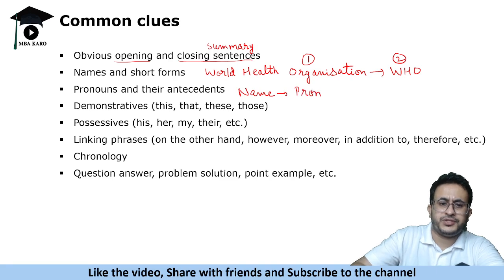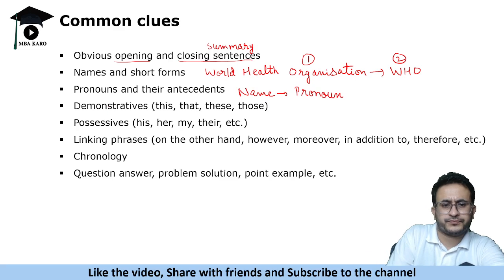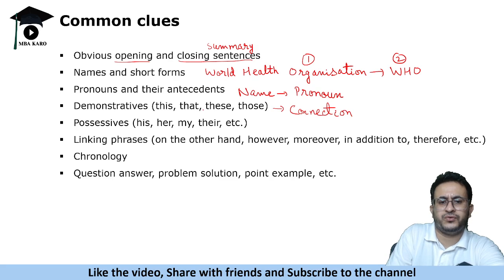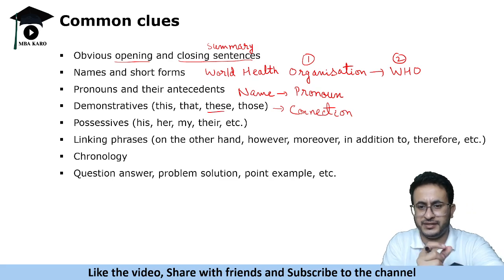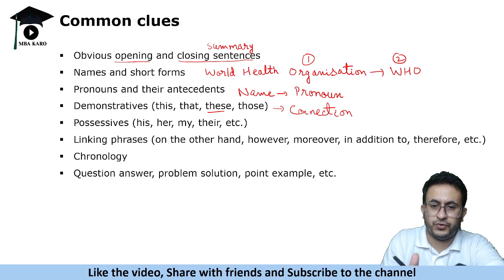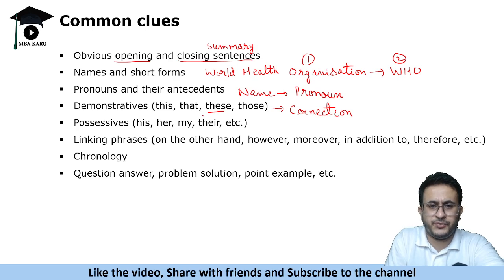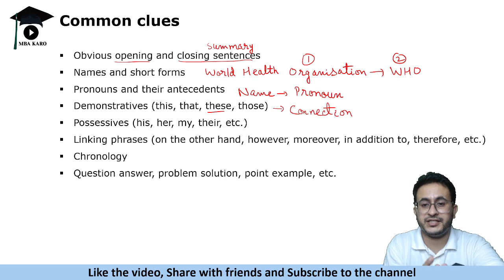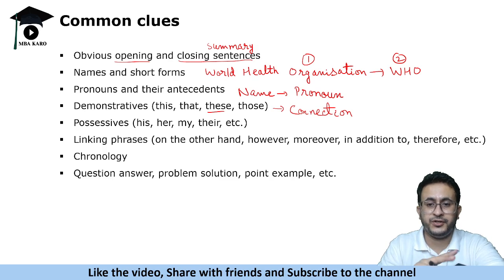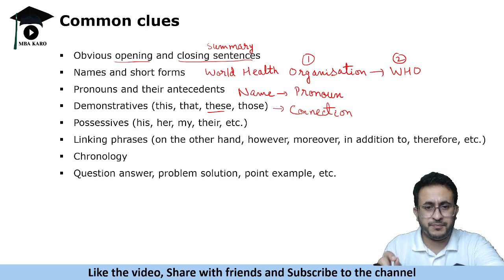Similarly, you find demonstratives: this, that, these, those. You need to find the connection in this case. Like what is this referring to? What are these referring to? Those, what is it referring to? Similarly, his, her, my, their, possessives. You need to find a connection of these. They must be connected to something which has been mentioned before.